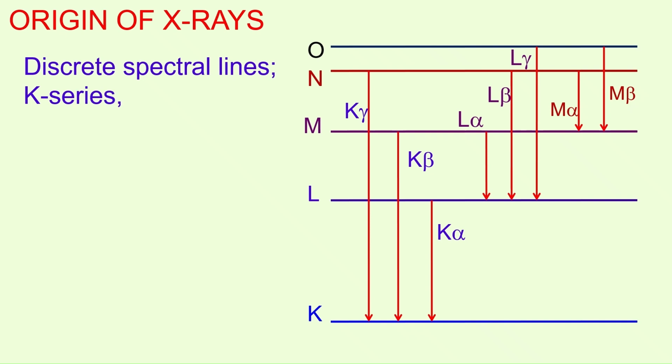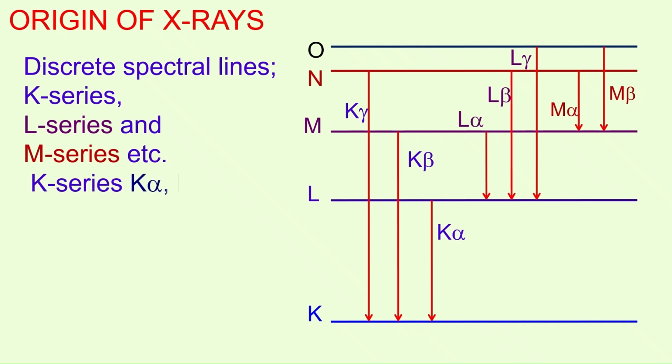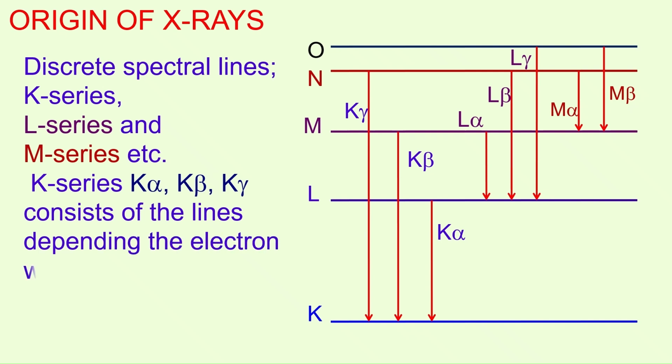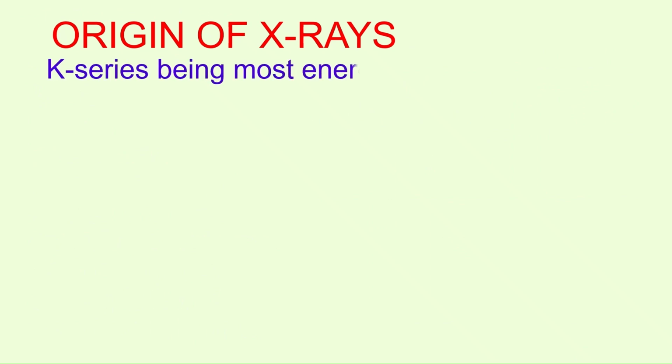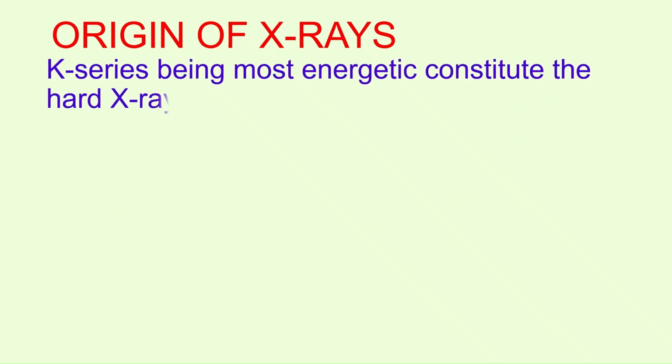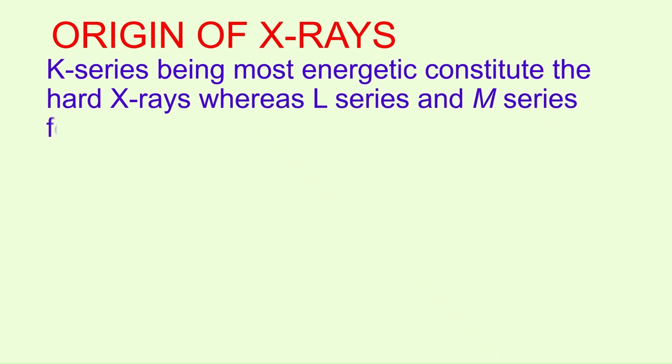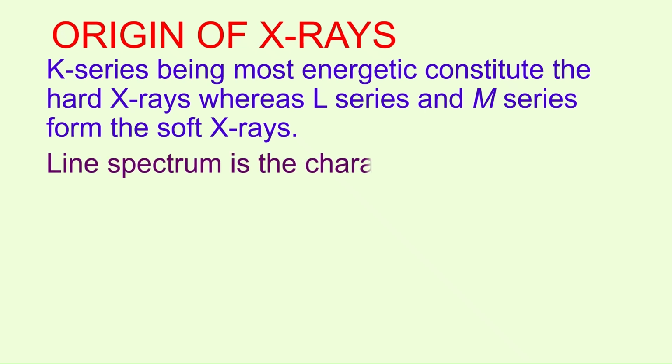Discrete spectral lines: K series, L series, and M series, etc. The K series, K alpha, K beta, K gamma, consists of lines depending on whether the electrons which occupy the vacancy in the K orbit come from L, M, or N. The K series, being most energetic, constitutes the hard X-rays, whereas the L series and M series form the soft X-rays.